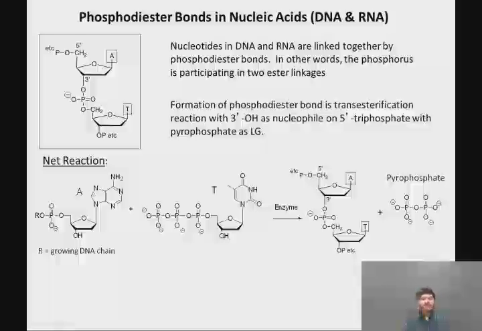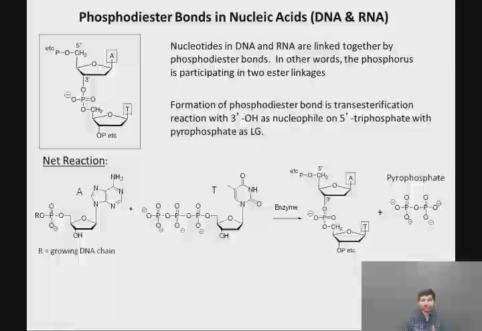So on the left here I have depicted the growing DNA chain. So R on the very left of this diagram is all of the DNA nucleotides up until this point. So it is linked to an adenosine, which is the last nucleotide that is part of the chain that already exists, the one that has most recently been incorporated. So what we're going to do is add a thymidine to the chain so that we can add that to be the last nucleotide in the chain.